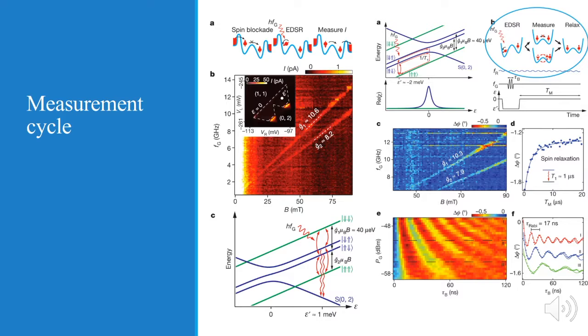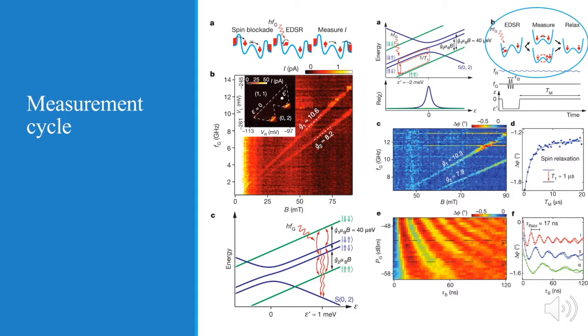Starting with the spin qubit in state up-up, we pulse to negative detuning and apply a microwave burst of length tau b to drive the EDSR transition. For example, an EDSR pi pulse will drive a spin transition from up-up to up-down. Figure 1c on the left shows the energy levels of the spin orbit qubits.